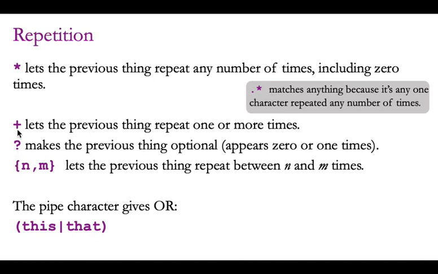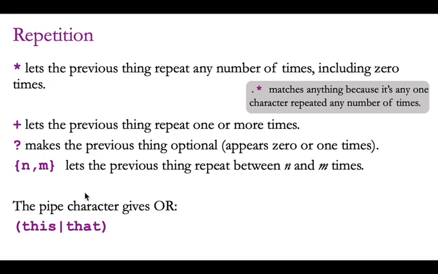Instead of the star, you can have plus if you want to repeat something, but you want it to definitely appear at least once. And question mark makes the previous thing optional. It can appear 0 or 1 times. And a generalization of all these, except for star, is curly brace n comma m, which lets the previous thing repeat between n and m times. So that's ways to specify repetitions.